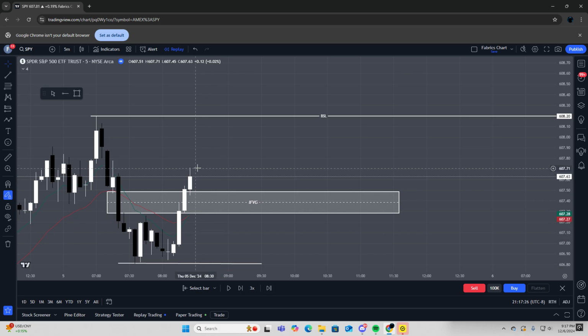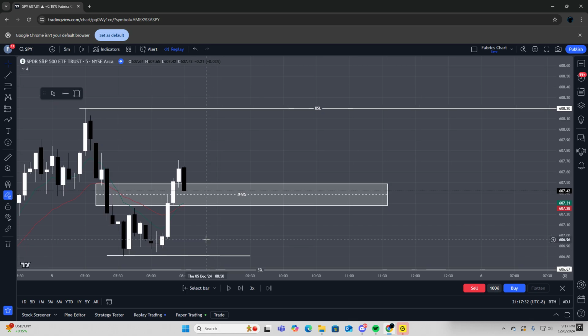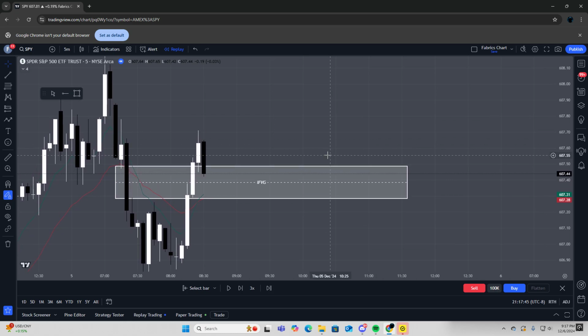So we had that inverse of that fair value gap, continued a little bit higher, right? And we have a retrace in here, right? As of right now, I would not have entered, basically because I took a loss and I want to wait for us to retrace even more, regardless if we just got tapped in and came higher, right? It's just a risk to reward type thing, right?